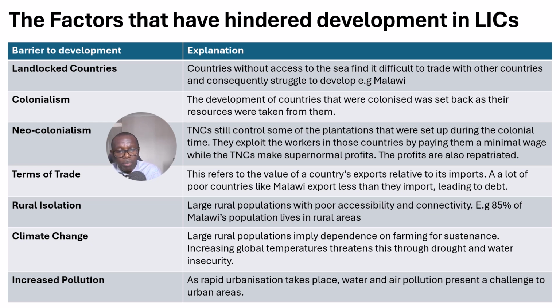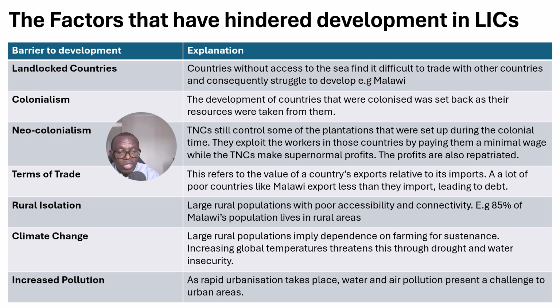The next barrier to development is rural isolation. Now, in a lot of countries that are LICs, a lot of the population is a rural population, or a lot of the people in that country live in rural areas, which is obviously the countryside. Now, those countryside areas tend to be quite remote and isolated. And they have poor accessibility in terms of transport networks and connectivity as well, and that can hinder development because transporting goods in and out of those areas is going to be quite difficult. So it's difficult for them to trade and so forth.